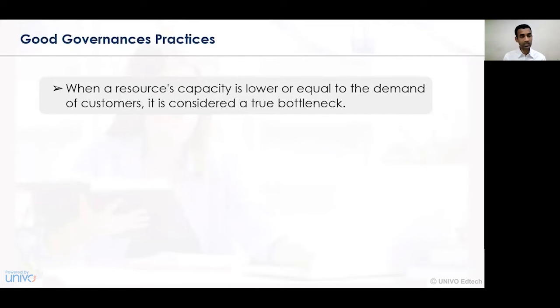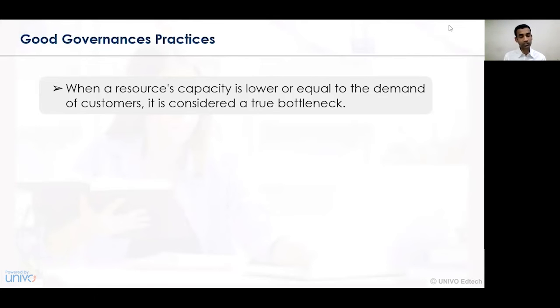Now let us understand the various good governance practices that can be implemented in an organization to reduce bottlenecks. When a resource capacity is lower than or equal to the demand of a customer, it is considered a true bottleneck. So here we need to understand whether the resources we are deploying are being deployed in a very effective way, and provided to customers which is more profitable and in demand. If the maximum number of customer demands are fulfilled, then we can say that there is no involvement of a bottleneck.